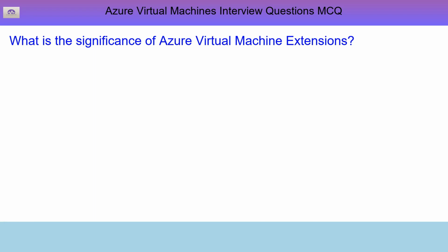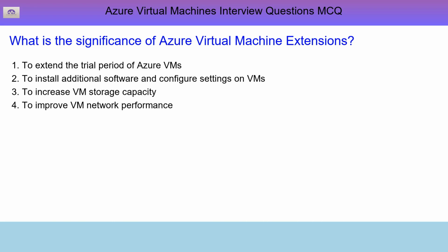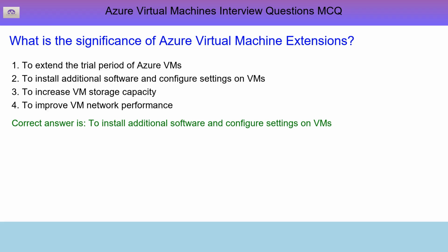What is the significance of Azure Virtual Machine extensions? Here are your options. 1. To extend the trial period of Azure VMs. 2. To install additional software and configure settings on VMs. 3. To increase VM storage capacity. 4. To improve VM network performance. The correct answer is to install additional software and configure settings on VMs.